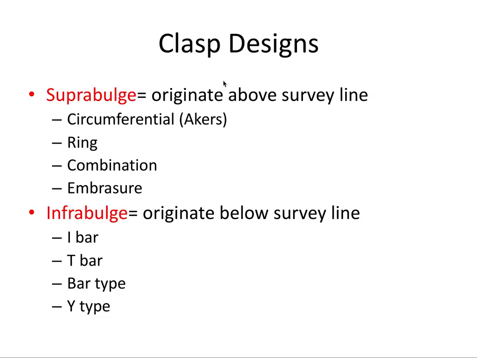So clasp designs can be categorized in two main categories. We have suprabulge, which means they originate above the survey line, which is much of what we've been looking at. Some examples of these are the circumferential or Akers clasp, ring clasp, combination clasp, and brazier clasp. And the infrabulge category are all the clasps that originate below the survey line. These are lots of different bar type designs, and let's look at some pictures of all of these.